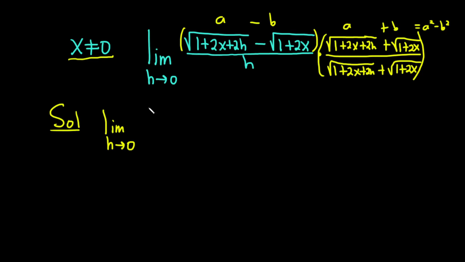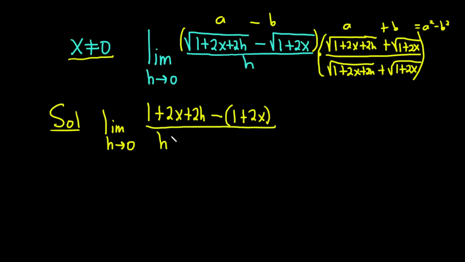When you square that, it goes away. So we just get 1 plus 2x plus 2h. Minus, and then our b is the square root of 1 plus 2x. So when you square that, it goes away. Now it's two terms, so it's really important to put parentheses: 1 plus 2x. And then on the bottom, we have the h, and we still have all of this stuff over here. So parentheses, square root of 1 plus 2x plus 2h, then plus the square root of 1 plus 2x. So really important to not forget that.